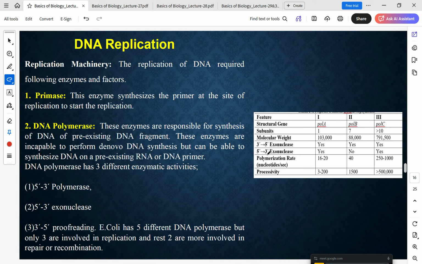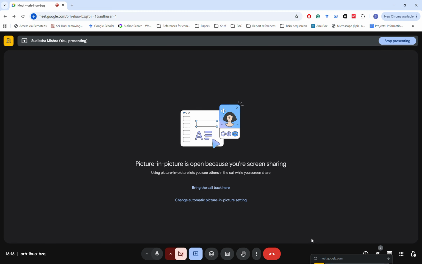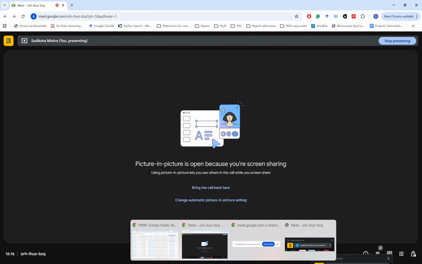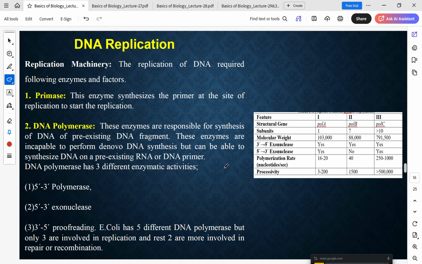Okay, so replication machinery is not only DNA polymerase. There are multiple factors that play into this.